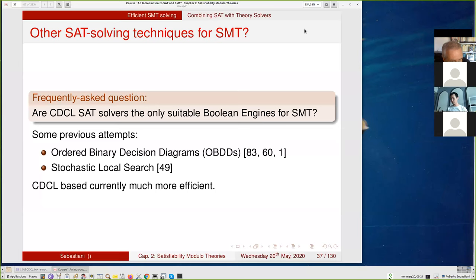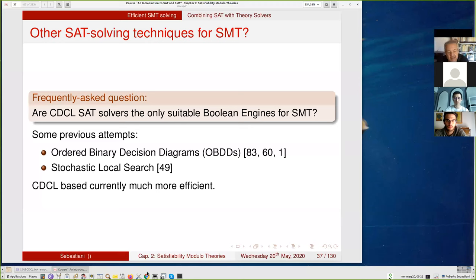I will say something more in a few steps from now. I just wanted to mention that there are some other approaches for solving SMT, but they are not so successful. There has been some attempt to combine OBDDs with the theory. They had some success in some specific applications, but overall they were never able to gain the efficiency of CDCL-based SMT solvers. And we have also tried to integrate local search techniques with SMT. Let me say, we did work on that, but it was a complete failure, substantially. The main reason is that the key point of SMT is the capability of learning lemmas, and stochastic local search is not much suitable for learning.